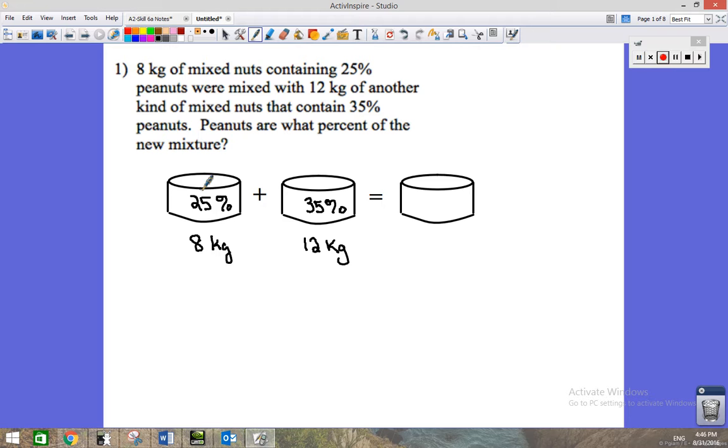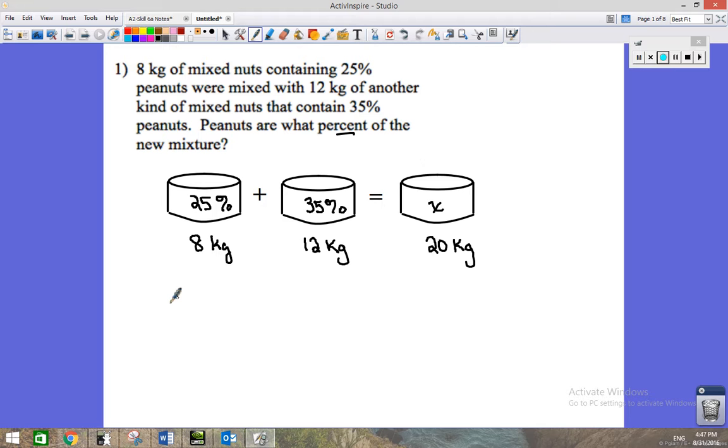We're going to dump these two nuts into a single container. That single container will have a mass, a weight of 20 kilograms. 8 kilograms plus another 12, it'll be 20 kilograms. Now the problem is asking me to determine the percent of this new mixture. The one thing that I know from this is that percent is going to be a number that's between 25 and 35. And my final answer is going to be a decimal number, and to convert it to a percent, I'll move the decimal point over 2 places.